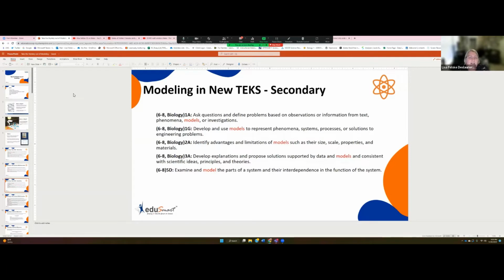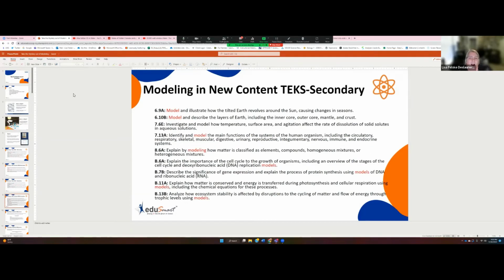We see the same thing in secondary TEKS for 6 through 8 and biology. It shows up a lot in the science and engineering practices, and then it shows up more in 6 through 8 with our recurring themes and concepts. We don't have those in high school. And then if we look at content TEKS for secondary, I just did through biology because that's all we have for high school in EduSmart.